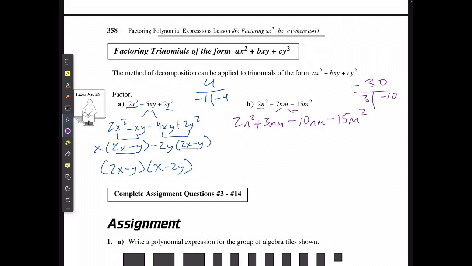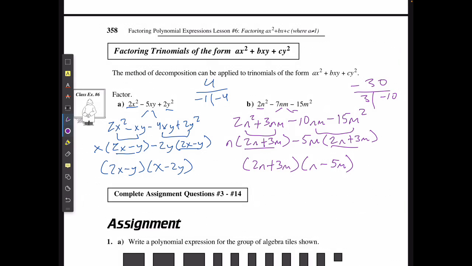minus 15m squared. When I factor by grouping, the first one I can only divide out an n, and I get 2n plus 3m. In the second one, I can pull out the negative from both of them. They're both divisible by 5, and they're both divisible by m. And I'm left with 2n plus 3m. What's in here is the same, so it's going to be 2n plus 3m and n minus 5m. And I'm good to go.